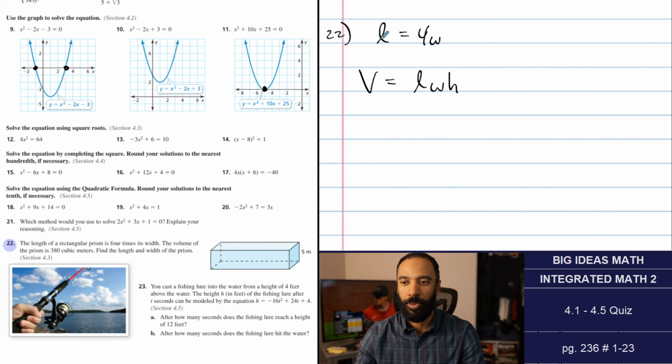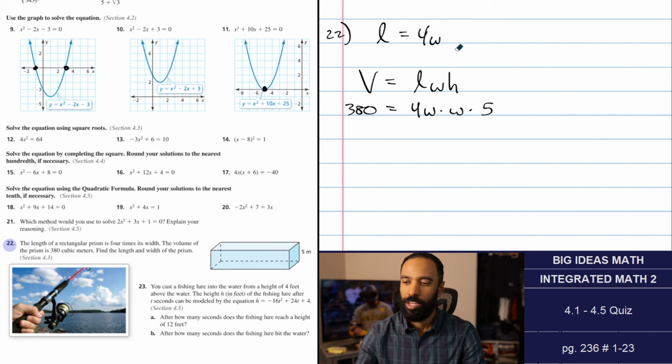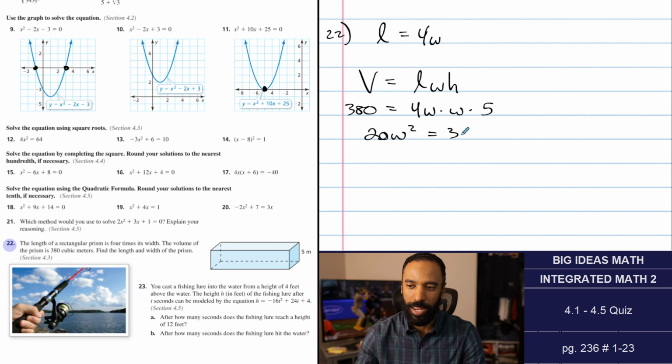Now, if I replace length with 4W, and I replace height with what you see there, 5, and volume, by the way, is 380, you end up getting a fantastic simplified expression that will end up saying 20W squared, 5 times 4, W times W, 20W squared equals 380. Divide both sides by 20, you get W squared equals 19.